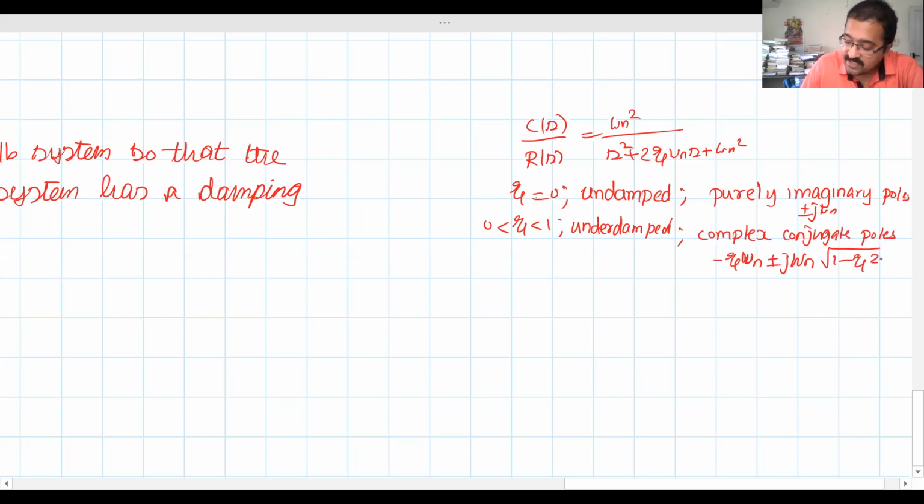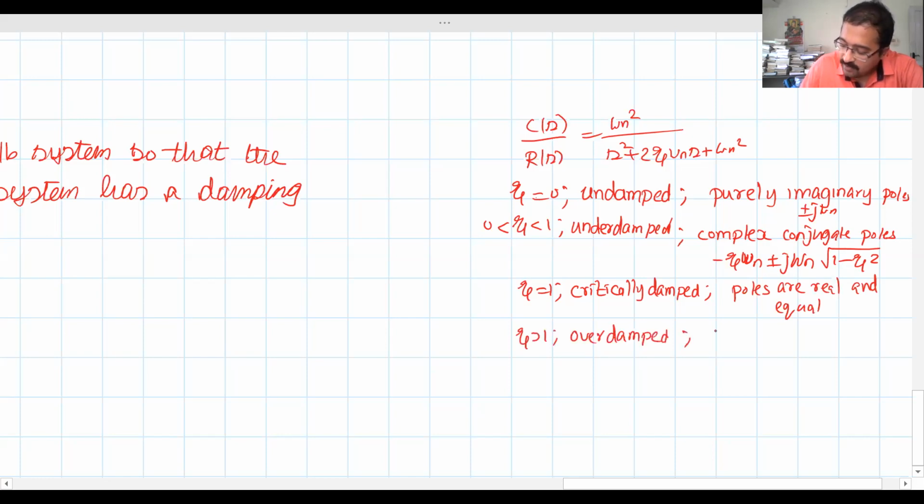Then zeta equal to 1. What is that called? Critical damped case, critical damping. Poles will be real and equal. And zeta greater than 1, we get overdamped. Poles are real but unequal.